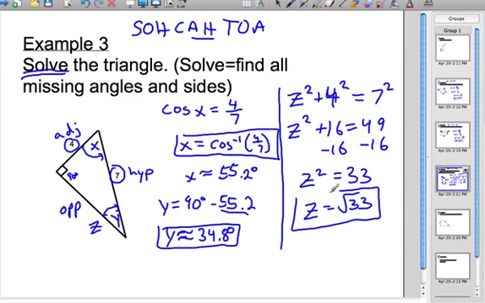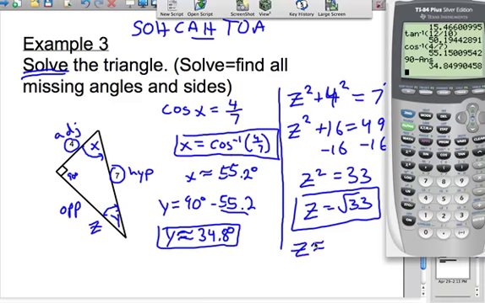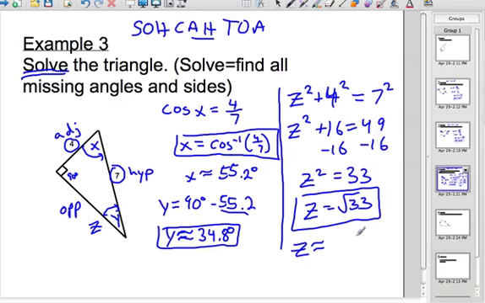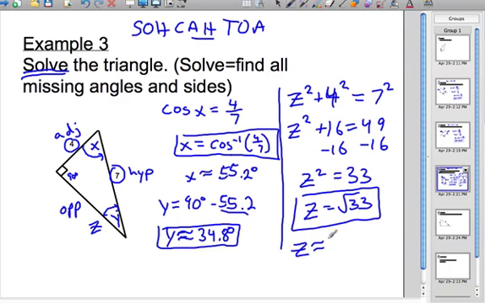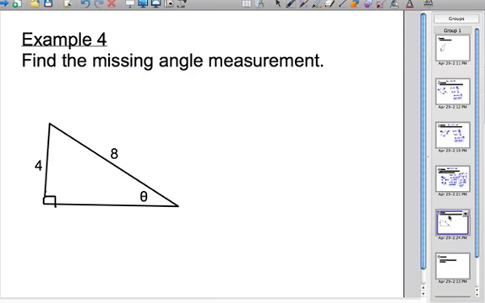Okay, in some instances, this might be acceptable for your final answer, but if you need a decimal answer, we can just do that with our calculator. And on this particular calculator, on this second function there, that's square root of 33, which equals about 5.7. So that's about 5.7 if you want the decimal answer. Okay, so that's how you solve a triangle. And I've got one more example here.